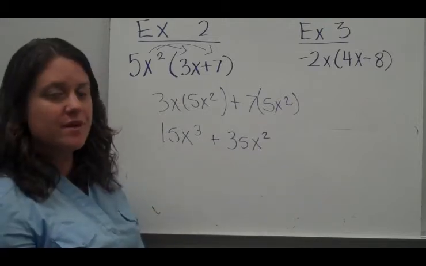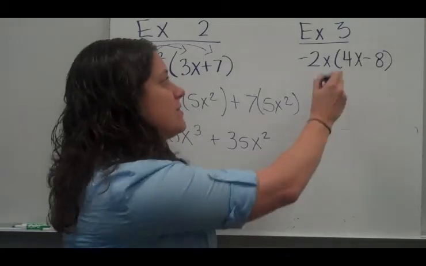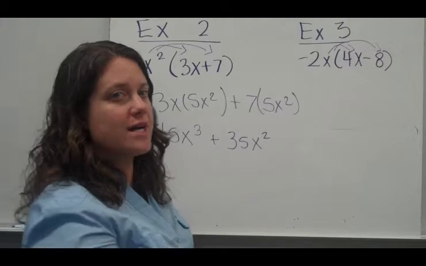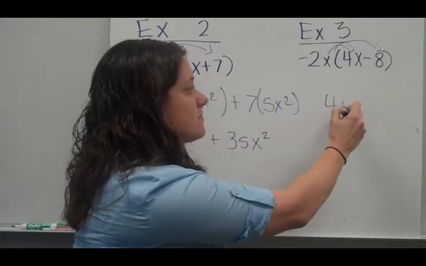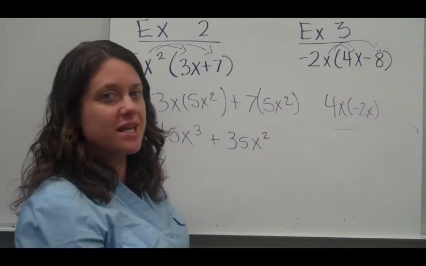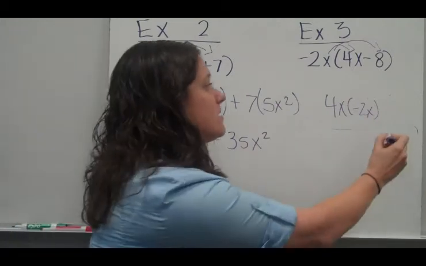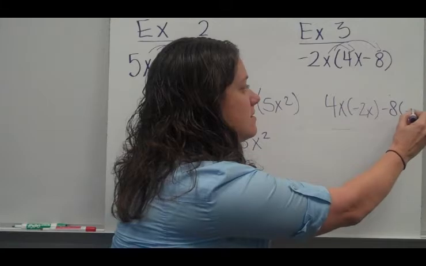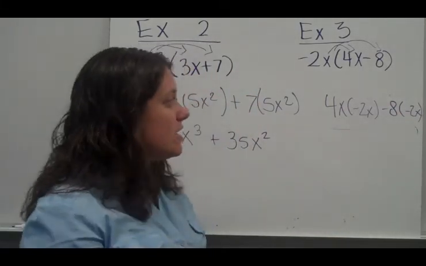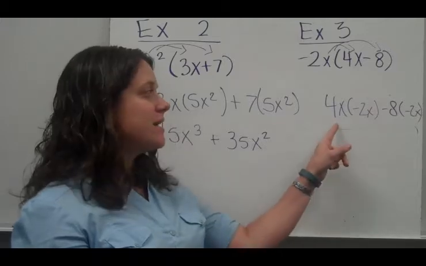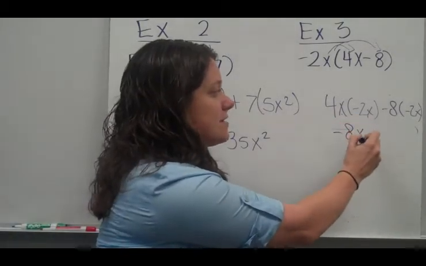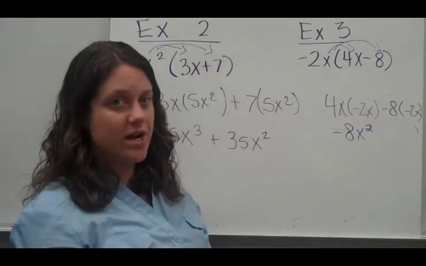Alright, and again in standard form I have to the third and to the second, so that works for standard form. Okay, on this one, what I'm going to do is I'm going to distribute to both terms. So I have the 4x first. So I multiply the 4x times the negative 2x, and then I'm going to subtract 8 times the negative 2x. Okay, so now when I go to multiply this, I have a positive times a negative, so that's a negative 8, and x times x gives me an x squared.